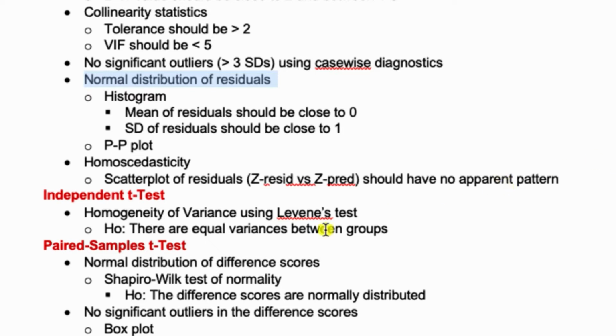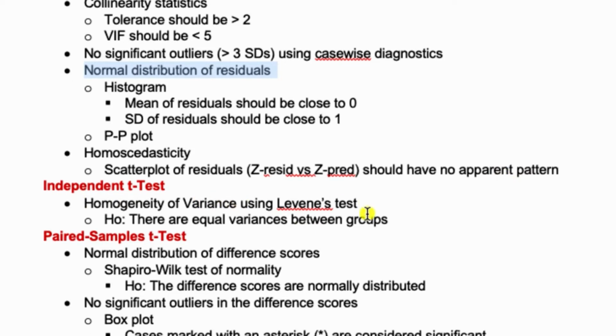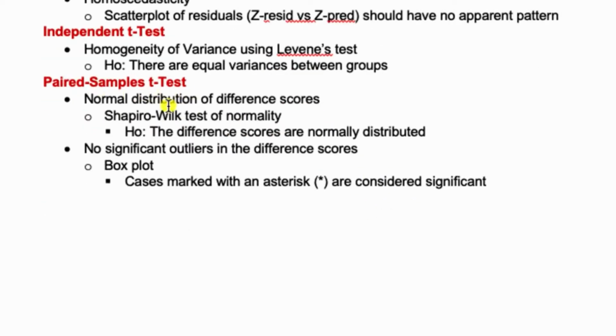For independent t-tests, we also added the homogeneity of variance assumption using Levene's test. And then in our paired samples t-tests, we created a new variable in our data view of our data set window. And we looked at if we had a normal distribution of different scores that we calculated, as well as if there were any significant outliers of those different scores.